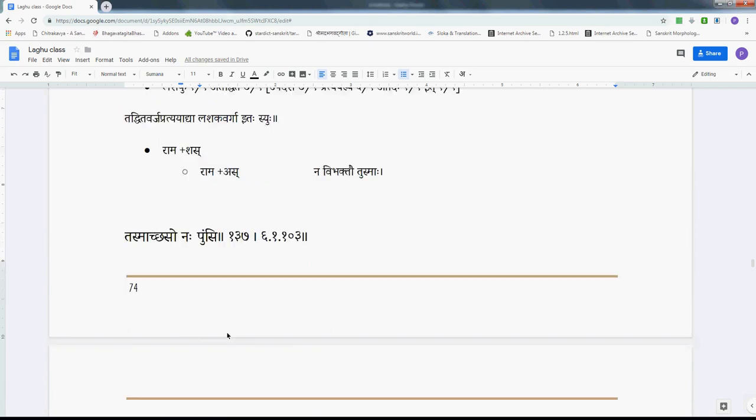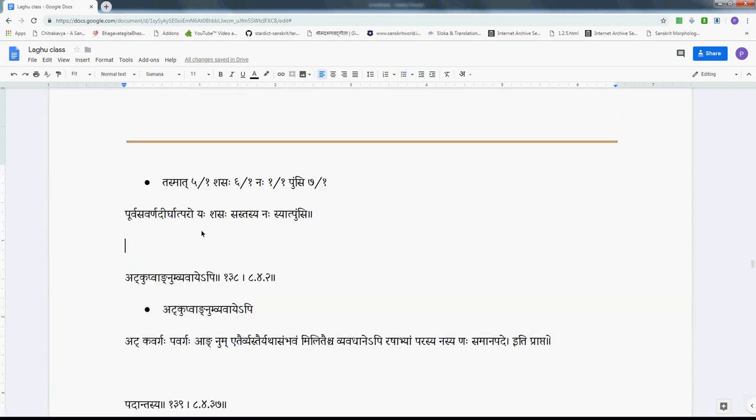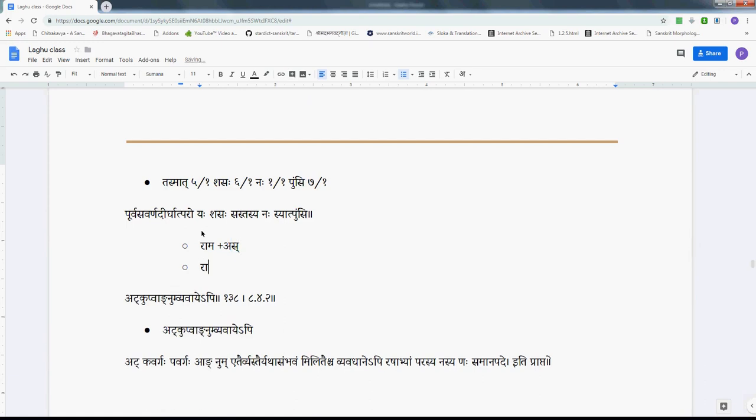This Rama plus us, us is Shas, and Sakara of Shas will take Nakara Adesha. Thereby Rama plus us will become Rama plus An. It will become An. Not directly. Here first you will make Rama, Ramas. It will become Ramas because Purva Savarna Dirgha has to be done. So here this sutra will apply. Prathamayo Purva Savarna.